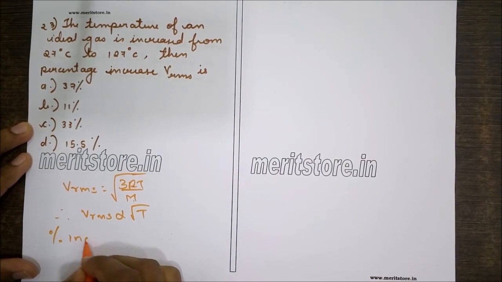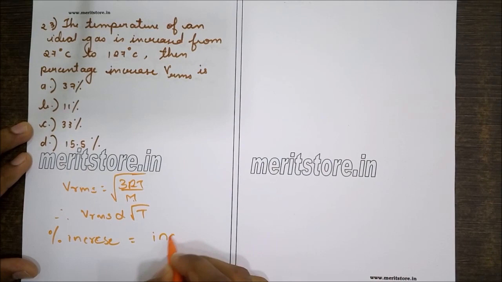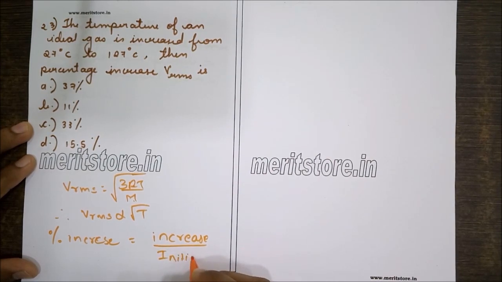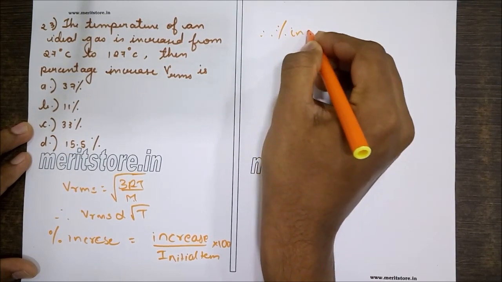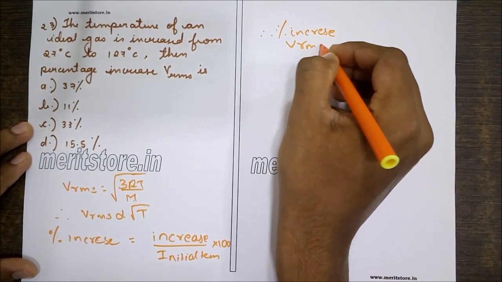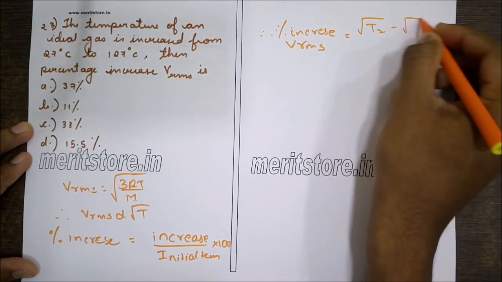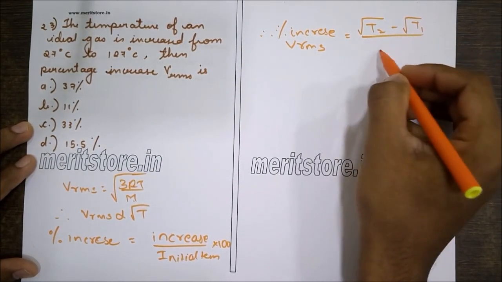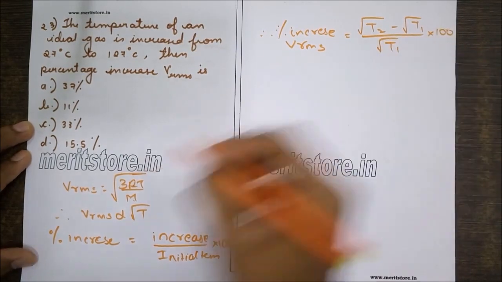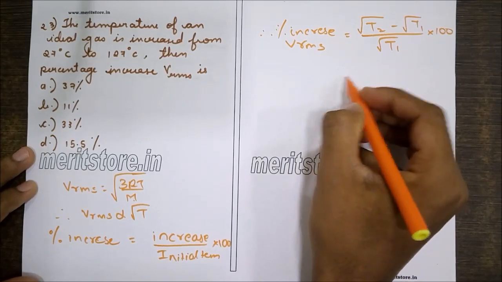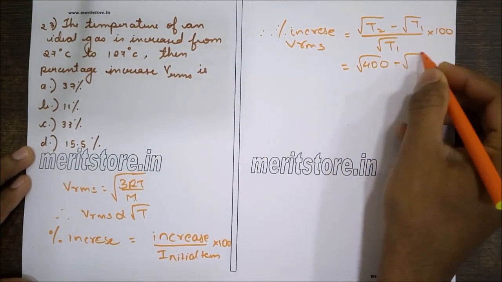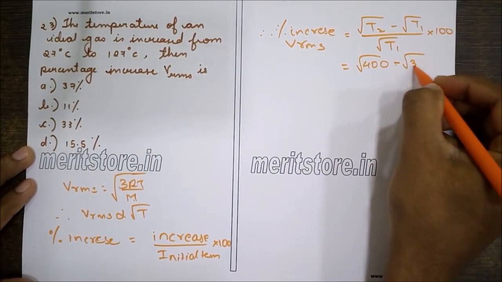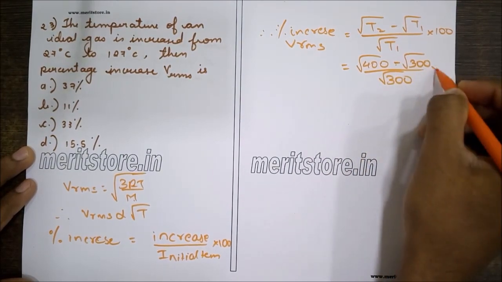So now percentage increase is equal to the increase in the temperature upon the initial temperature times 100. So therefore percentage increase in VRMS would be equal to root of T2 minus root T1, that is the increase, upon initial, that is root of T1, times 100. Since M and R are constants, we need not write them. So that is root of, now 127 degrees Celsius converted into Kelvin gives 400, minus root of T1, which is 27 degrees Celsius, in Kelvin 300 Kelvin, upon root of 300 into 100.